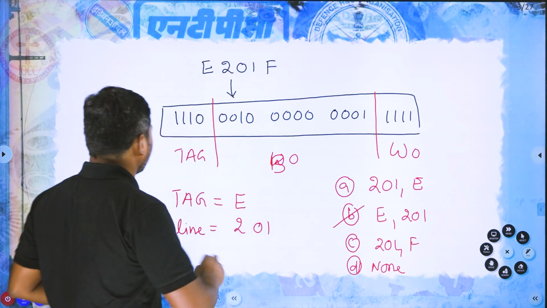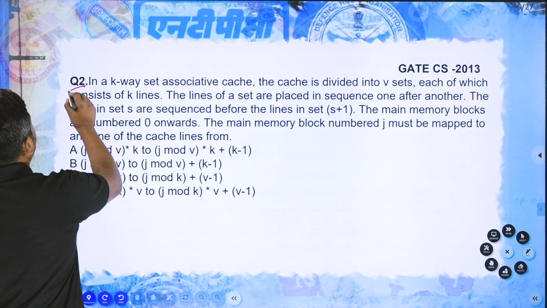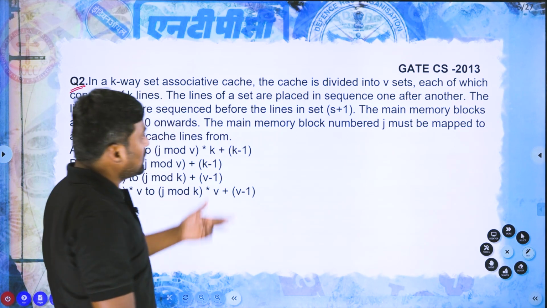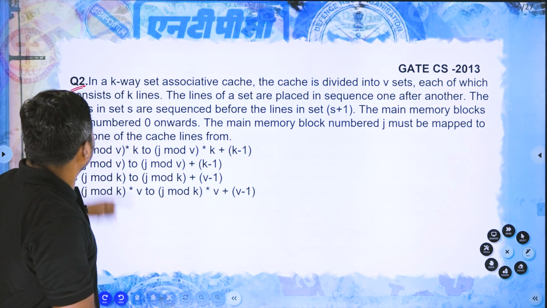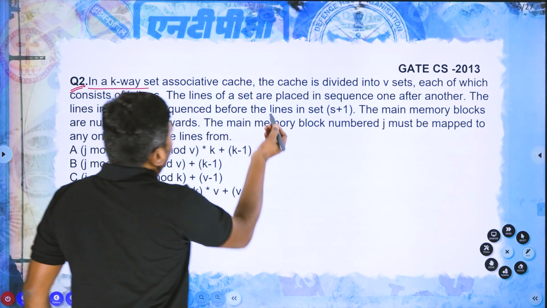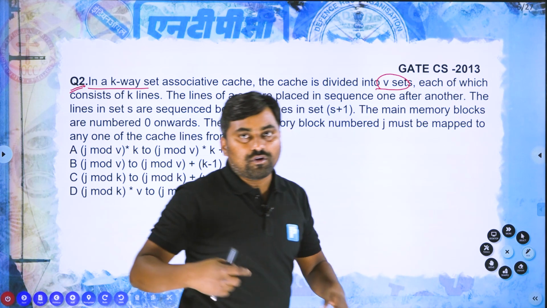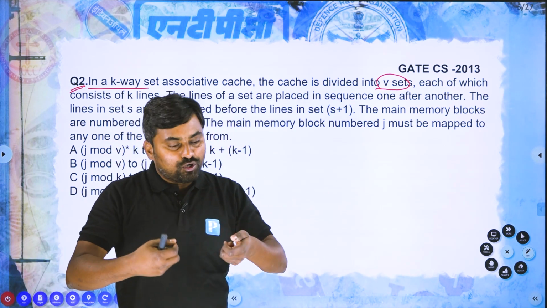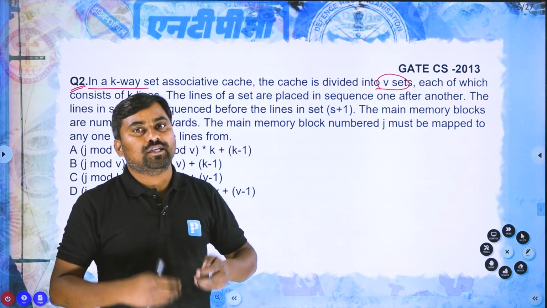Look into the next question, all of you. Look, second question. It is interesting. This question was asked in the CS 2013 paper. This paper was made by IIT Bombay. In a k-way set associative cache, the cache is divided into V sets. So first of all, you have to make a habit yourself: while reading, try to capture only important information, so that answering the question becomes very easy.